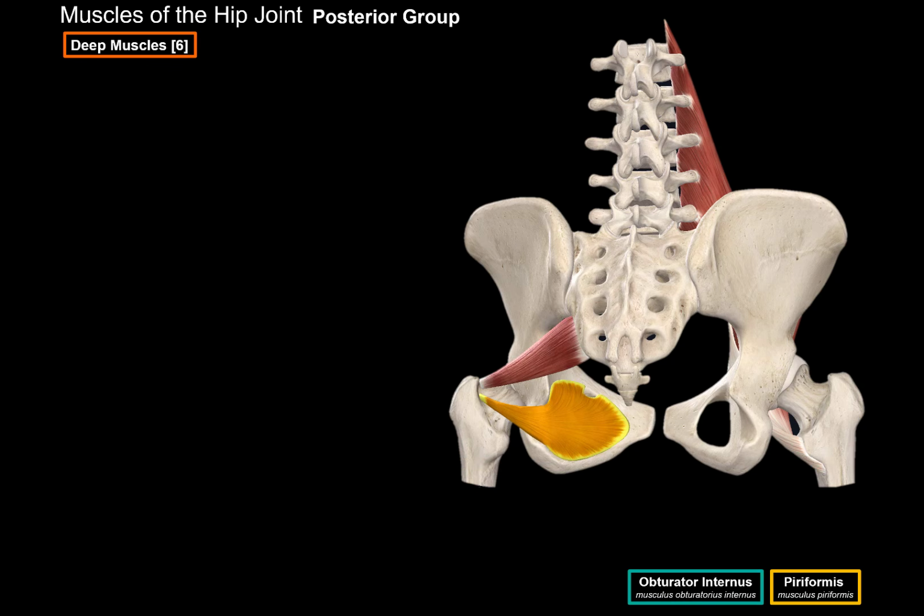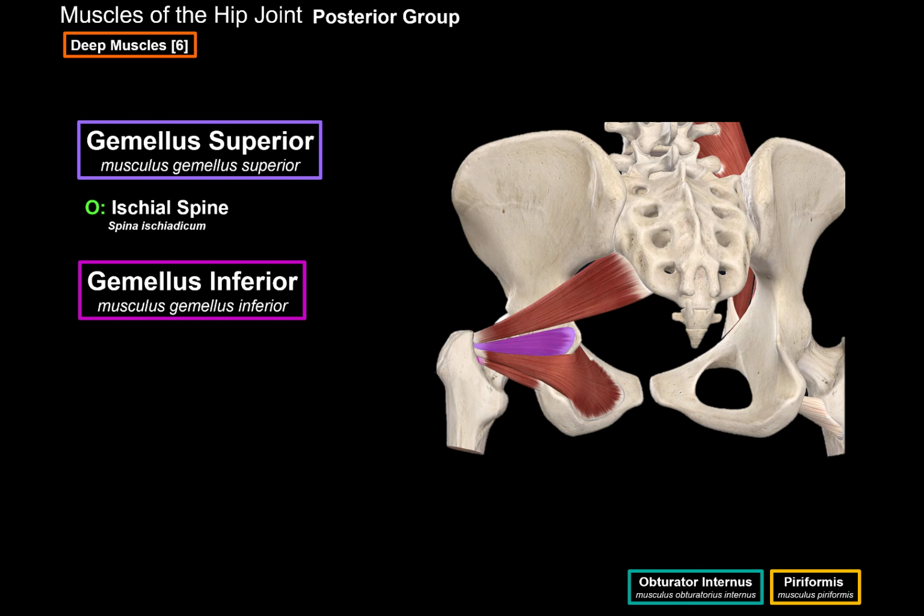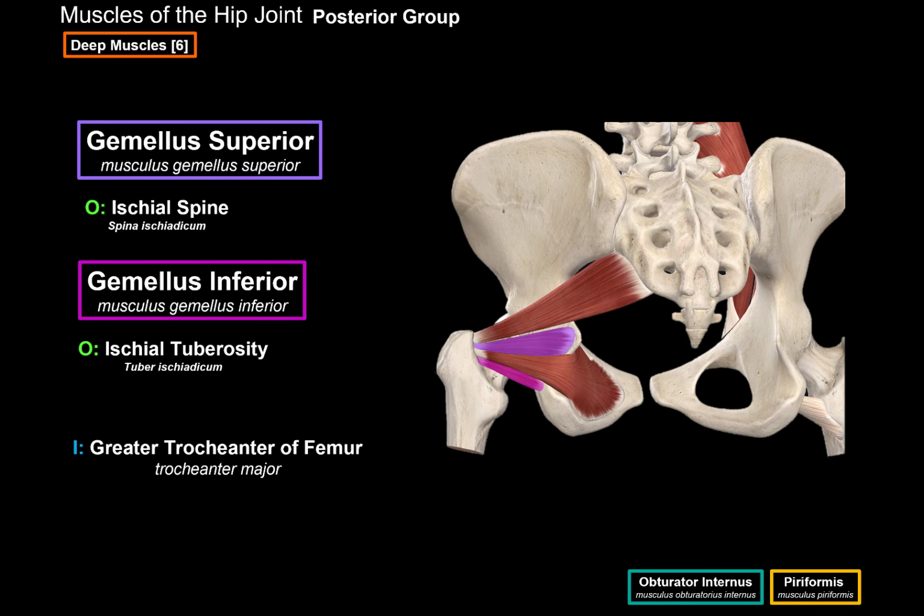Then we have 2 muscles here on the backside called Gemellus superior, which originates from the ischial spine or spina ischiadica, and Gemellus inferior, which originates from the ischial tuberosity. Both of them insert at the greater trochanter of the femur as well. And when they contract, they will externally rotate the thigh, as you see here.